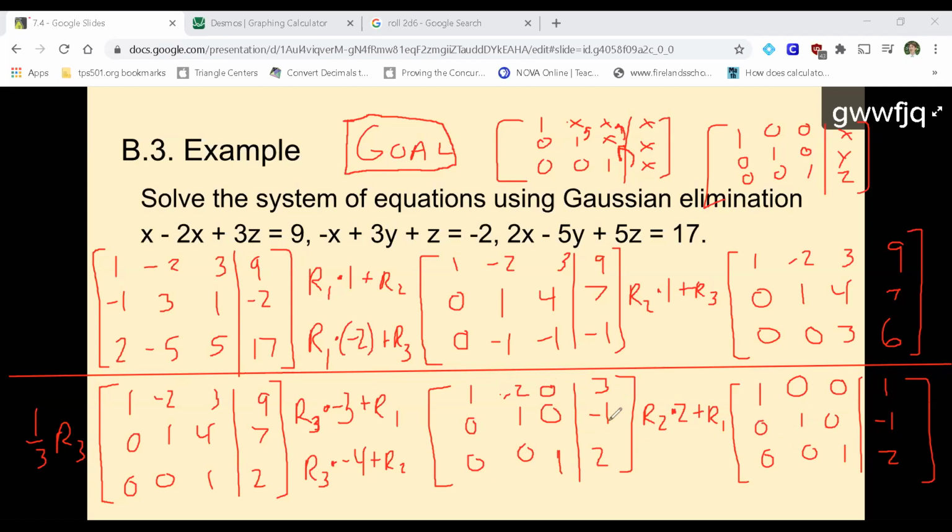All right, does everyone, by the way, see where I got this 2 from, where I got the -3, where I got the -4, where I got this 1, where I got this 1, and where I got this -2? It's always just the opposite of whatever number you're trying to eliminate. See that?